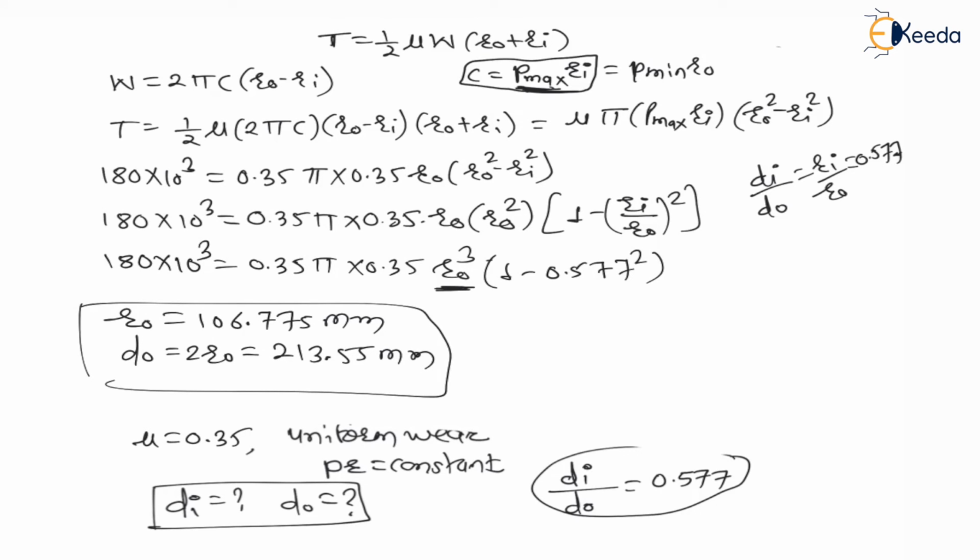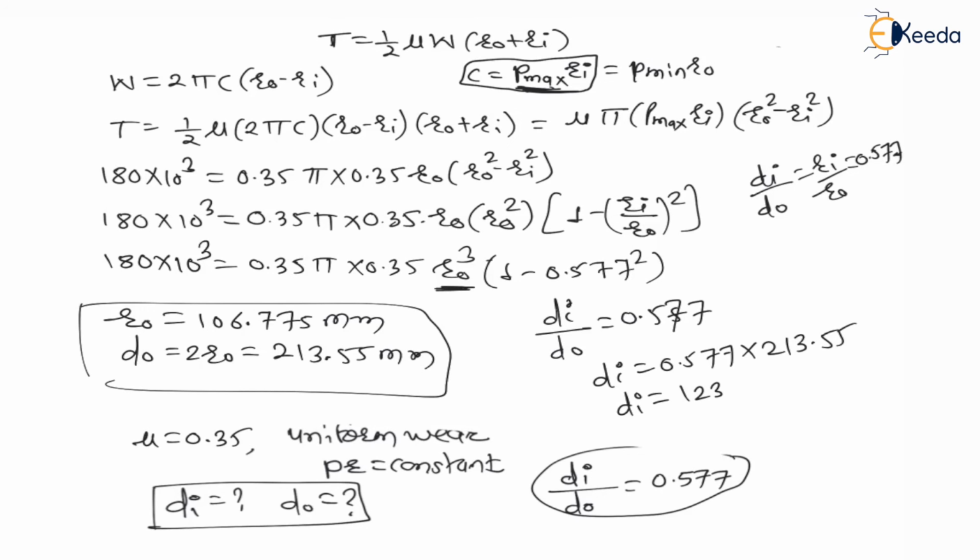Now we have the relation between inside diameter and outside diameter, that is inside diameter divided by outside diameter is equal to 0.577. Therefore put the relation. Therefore inside diameter di you will get 0.577 into outside diameter 213.55. From this, the inside diameter value you will find equal to 123.22 mm. Now these are the answers for inside diameter and outside diameter.